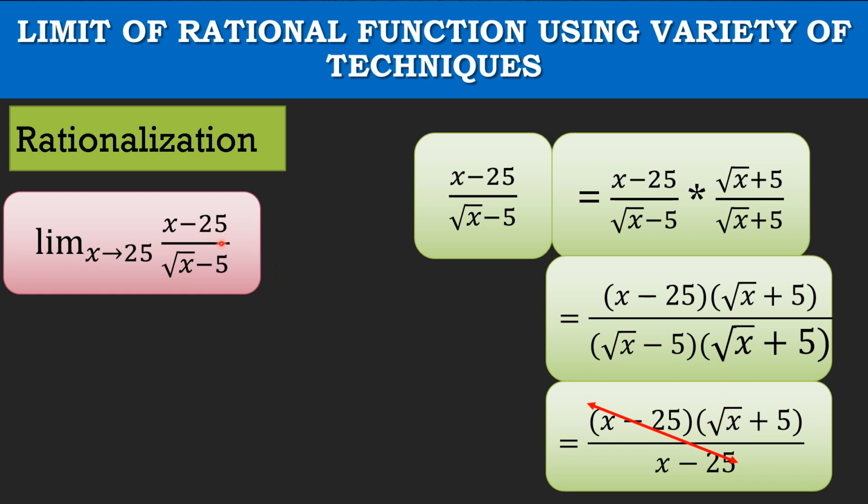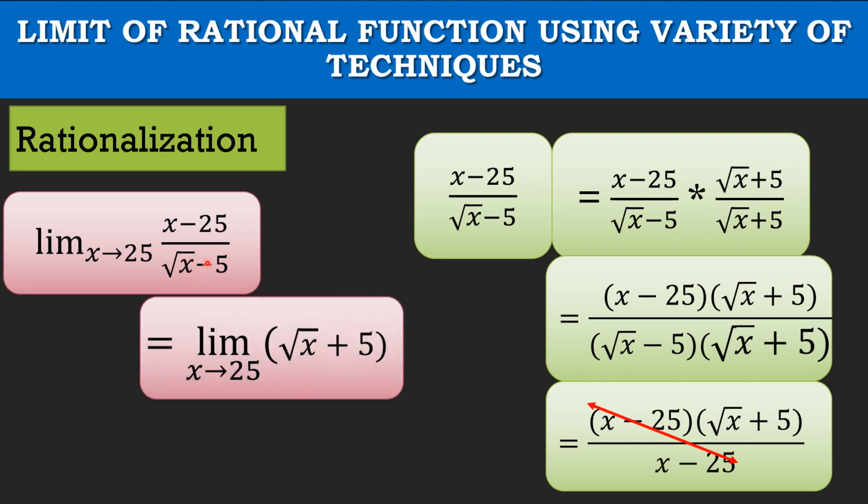So, instead of using x minus 25 over square root of x minus 5, we need to find the limit of square root of x plus 5 as x approaches 25. Okay? So again, this function is also the same to this function. Dito na papasok yung direct substitution. Yung value ng x magiging 25 na.